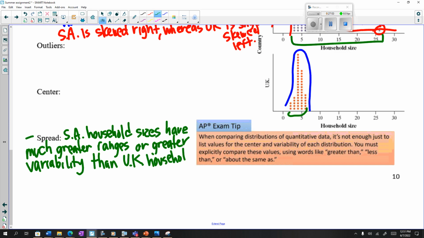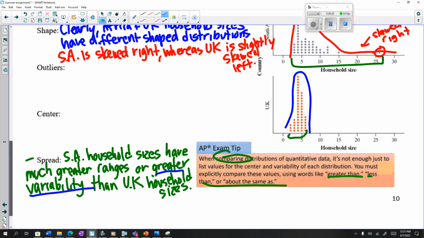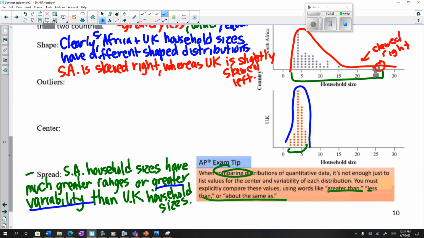Now, I don't actually have to find the range. I'm just using comparative language. So very important that you don't actually have to say the range of UK is this, the range of South Africa is that, but instead you do just have to use comparative language like the ones that I said above or in the box here, greater than, less than, etc. So I'm using the word greater than when I say that the range of South Africa is greater than the range of UK. All right, another clear difference is that South Africa has an outlier and UK does not.